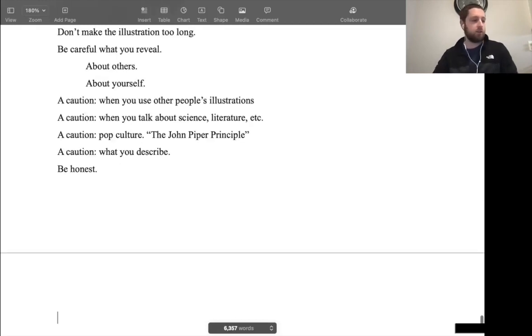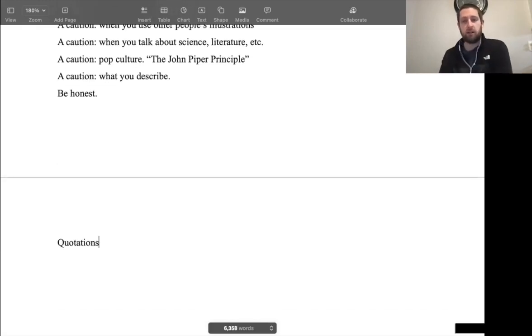Let's talk quotations. So an example of an illustration can be a quotation. So when do we use quotations? I think we use quotations when there's no way I could have said it better myself. They say it perfectly. They say it succinctly.